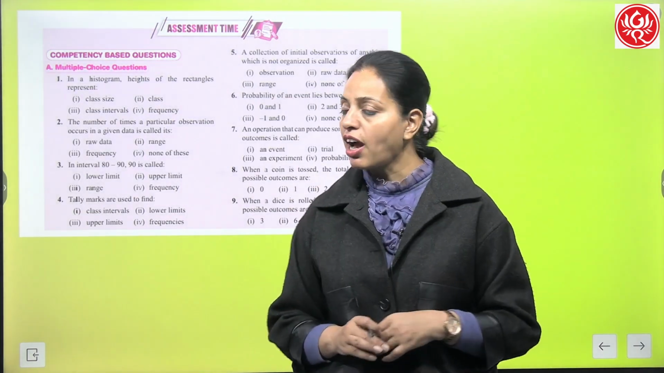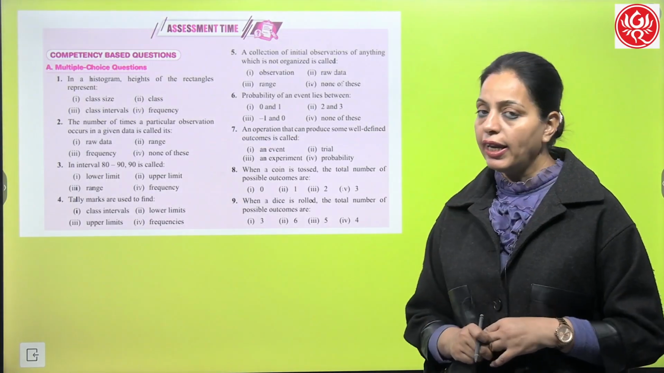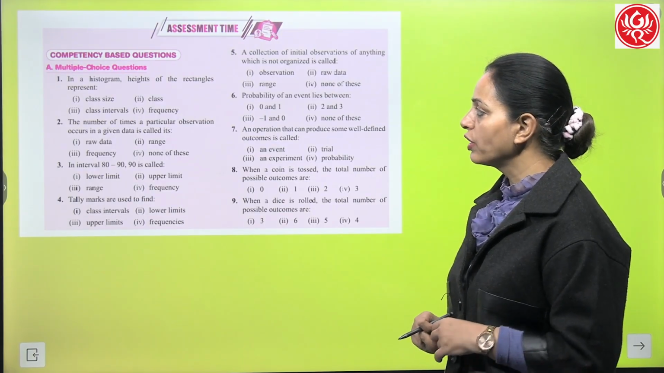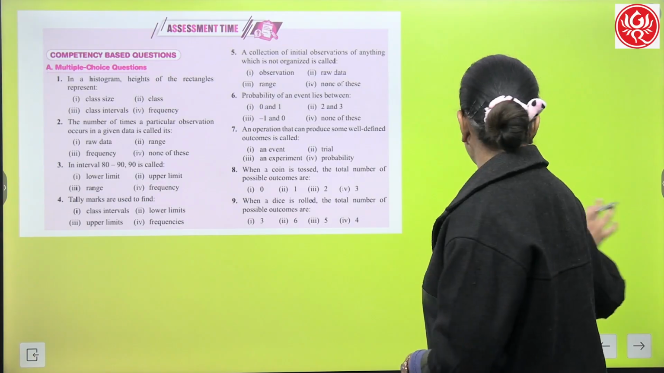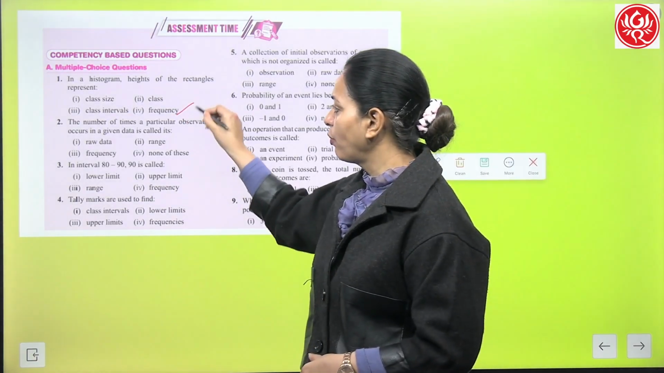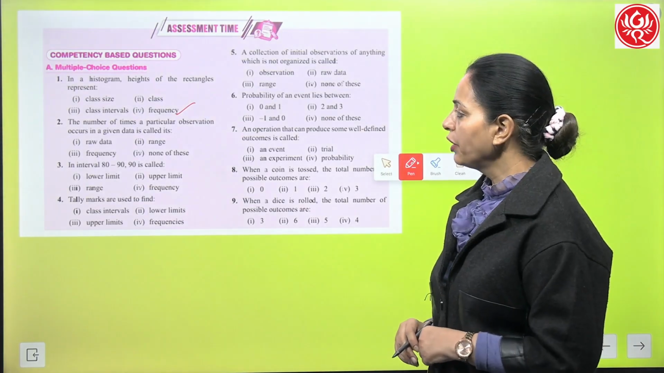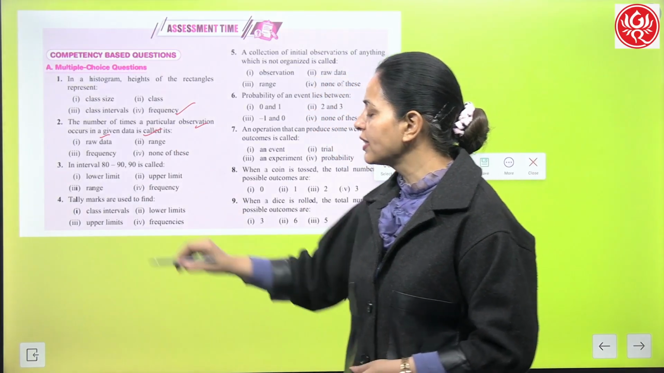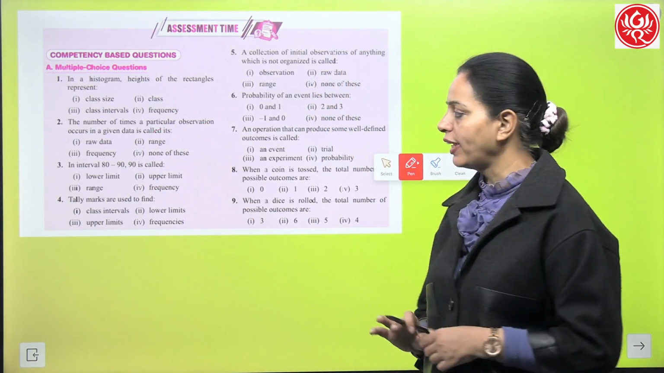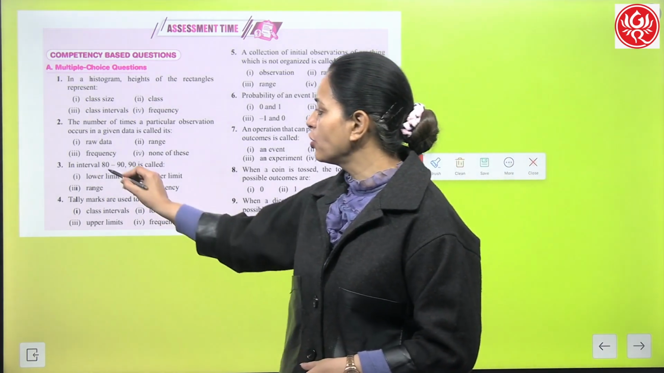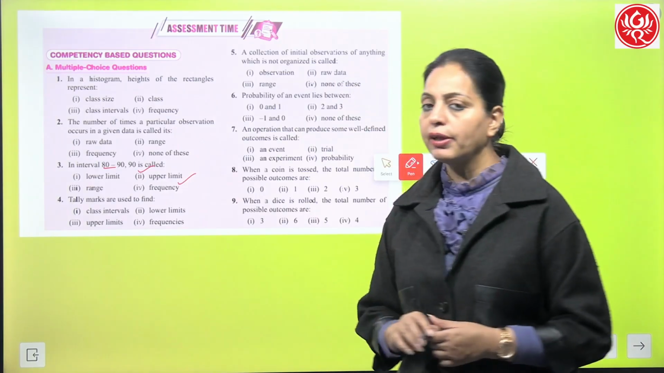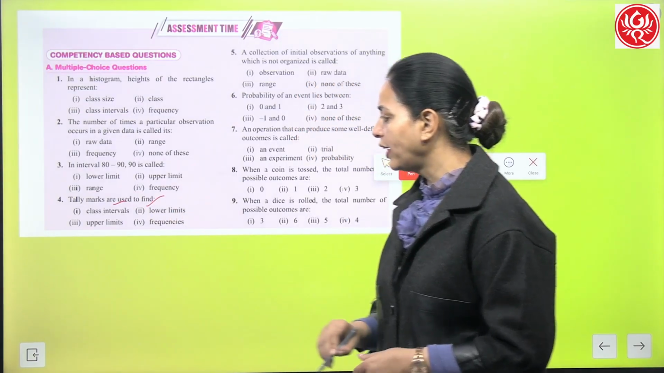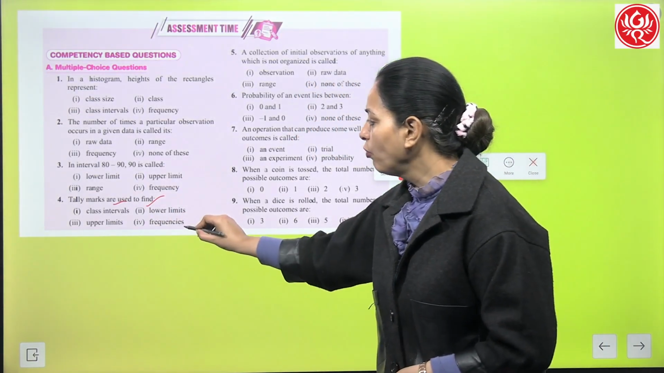Now this is the assessment time, competency based questions. A part, multiple choice questions. The first one, in a histogram, the heights of the rectangles represent what? That is frequency, right? Now the second one, the number of times a particular observation occurs in a given data is called its frequency. The third one, in the interval 80 to 90, 90 is the upper limit. Okay. Now the fourth question, tally marks are used to find frequencies.